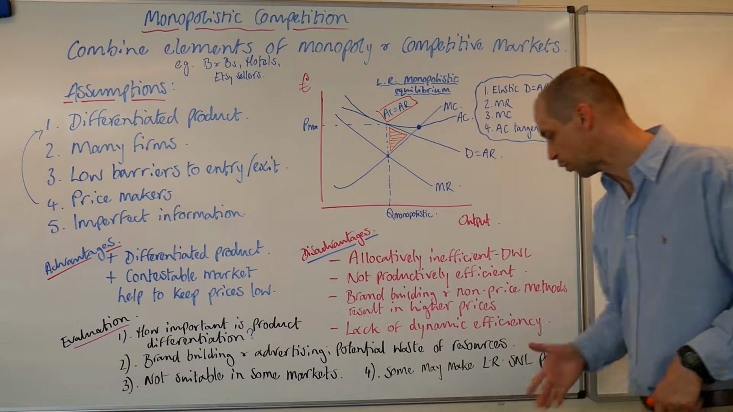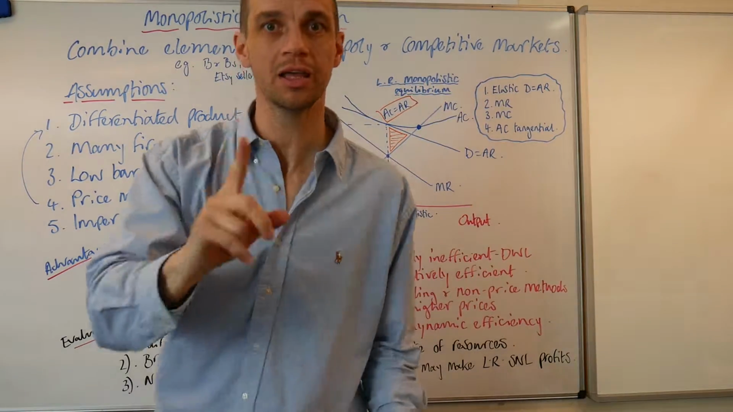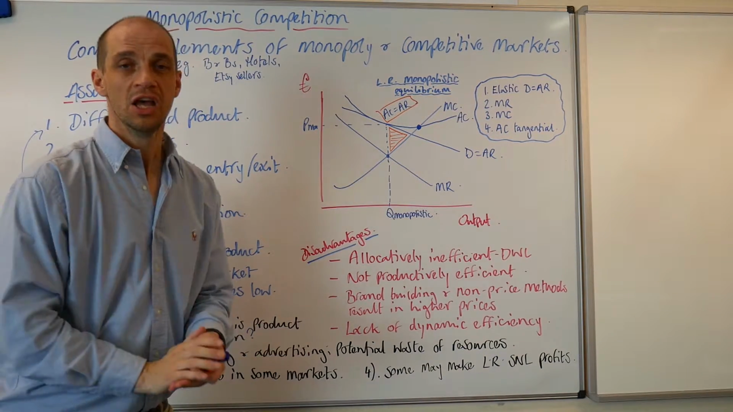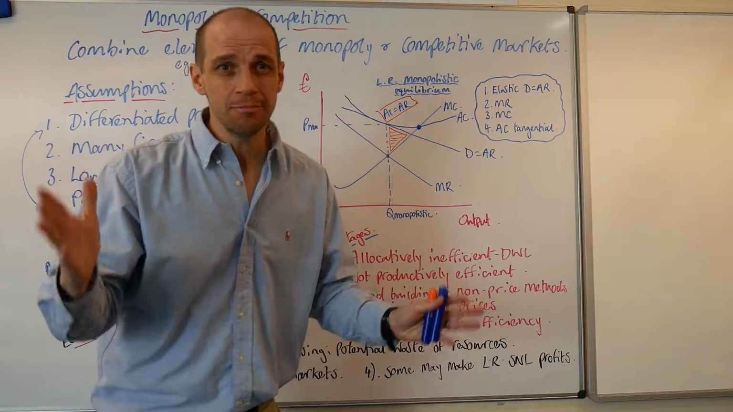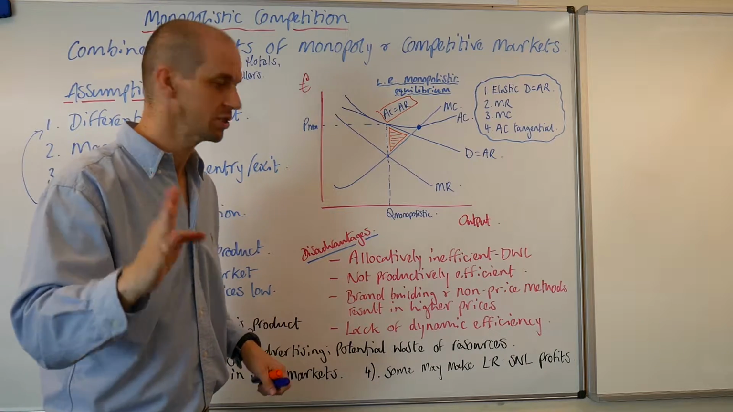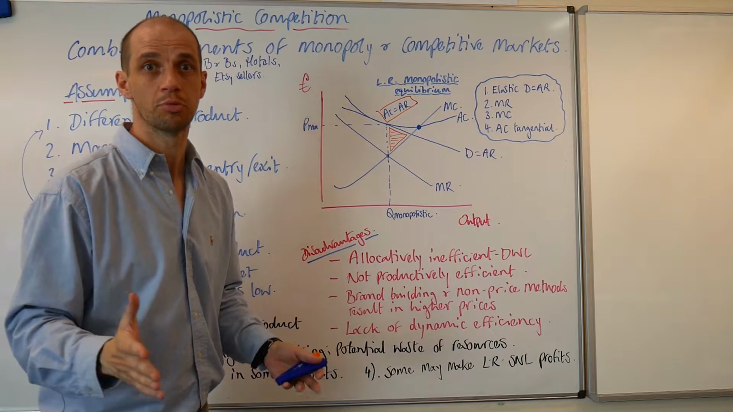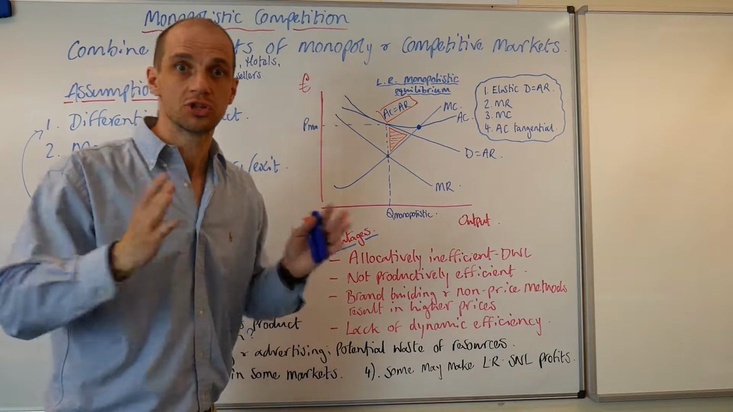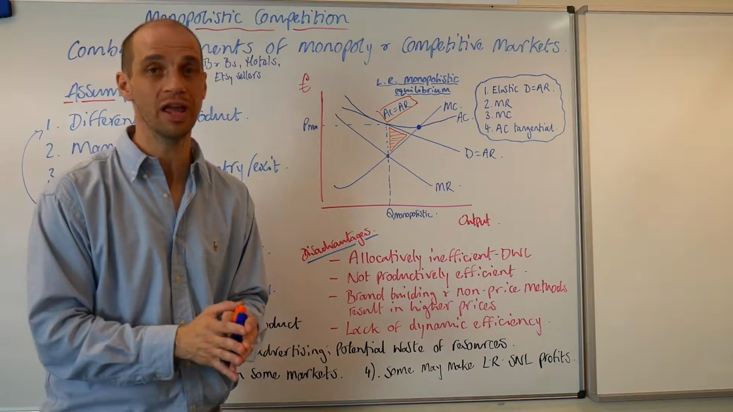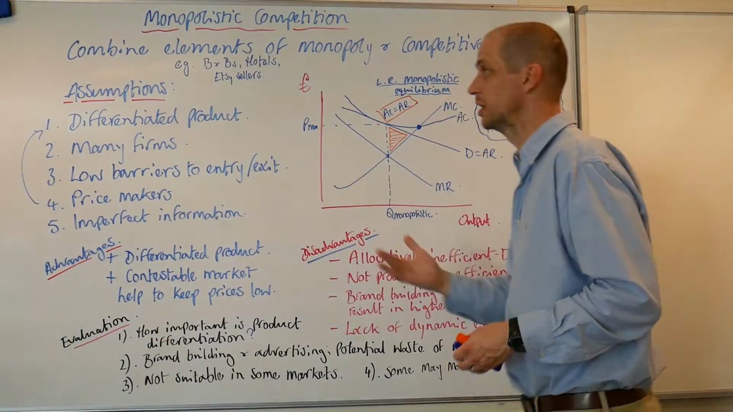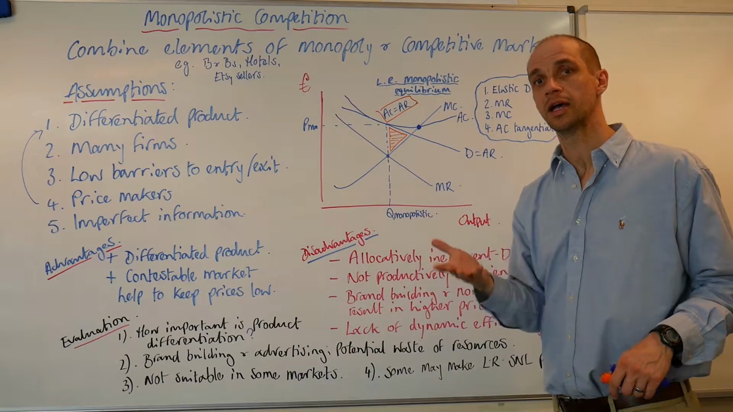And number four, some monopolistic firms will actually make long-run supernormal profit. So this is a great point to bear in mind. 98% of the students in the country will not know this, but some firms in monopolistic competition do actually make long-run supernormal profits. How do they do that? Well, it's the strength of the differentiation of their product. Perhaps we're dealing with a cliff-top hotel here, where it's very, very difficult to actually compete, and this barrier to entry actually becomes far, far higher as a result of that.